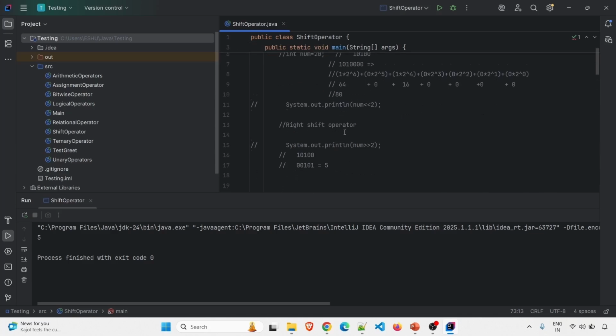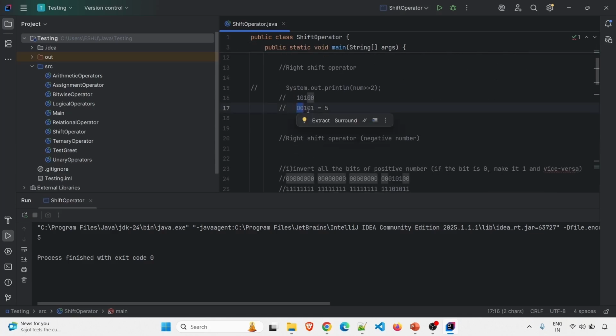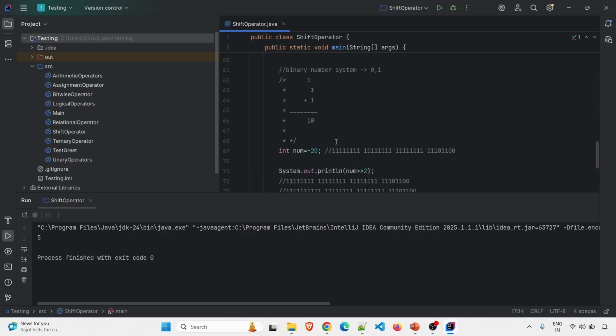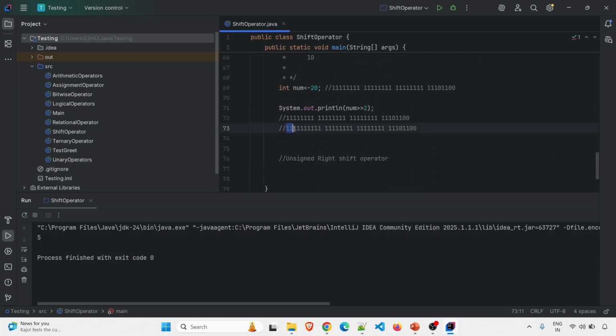In case of a positive number, we added 0 because 0 represents a positive number. But in case of a negative number, we have to add 1 because 1 denotes a negative number. Since our input is negative, obviously the output should be negative. So that's why we are adding 1 in case of negative numbers, and we have to discard these extra bits. So the process is the same. We have to shift the bits to the right side, add 1 in the empty bits, and discard the extra bits. So this is the final output which we got.